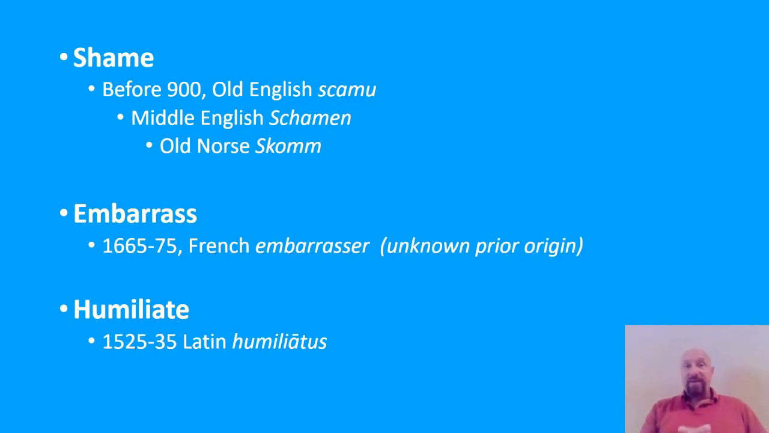And here's one, shame, embarrass, and humiliate. Synonyms. Shame is an Old English word, came from an Old Norse word, skam. But we have embarrass from French, but the origin is unknown. There is an equivalent in Spanish and Portuguese, but other than that, they're not sure what the origin is. But see where we adopted it much later, 1665 to 75. But we also have humiliate, which we borrowed directly from Latin.